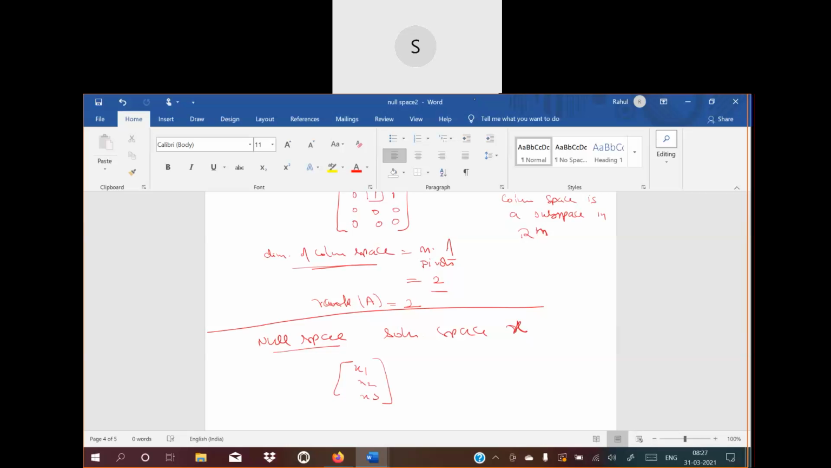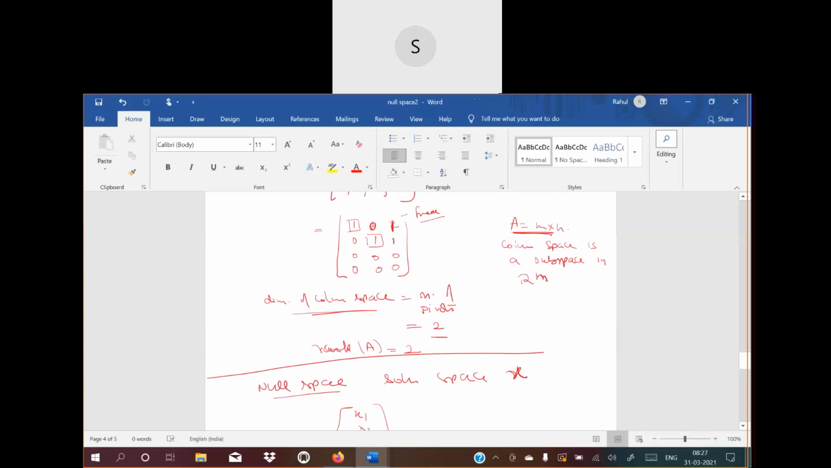So from the above equation, when you have this row reduced form, can you tell me what the values for x1, x2 and x3 are? If we write this above matrix in the form of Ax equal to 0, write this in the form of Ax equal to 0.